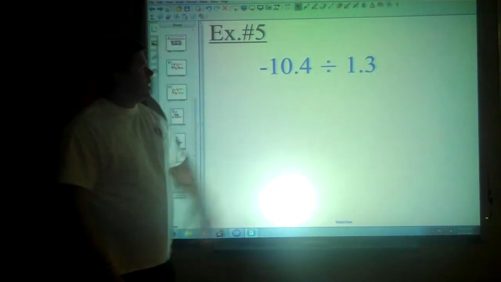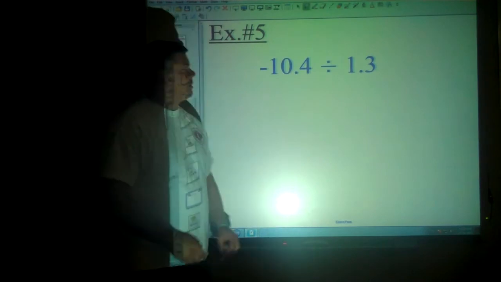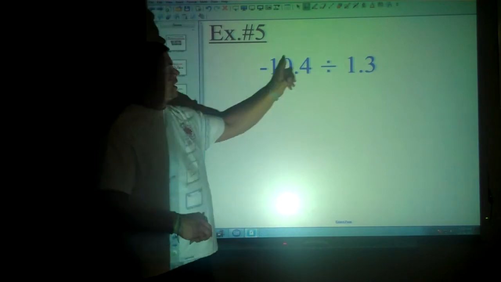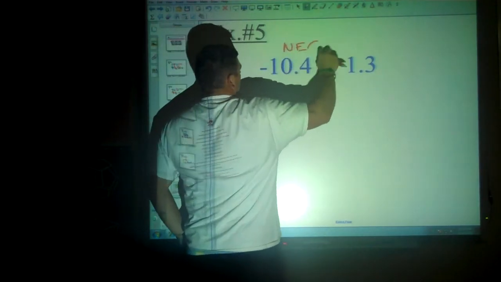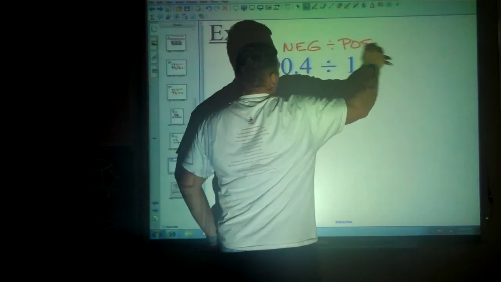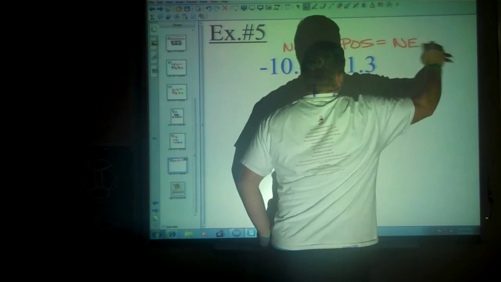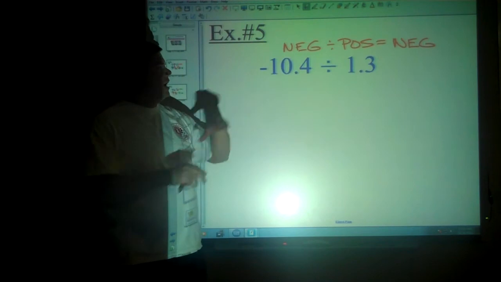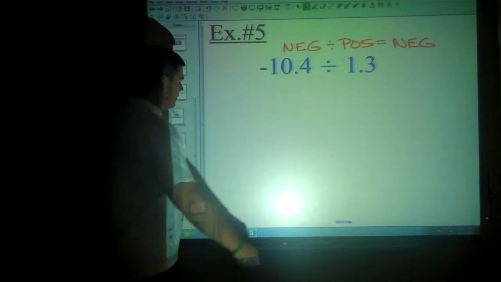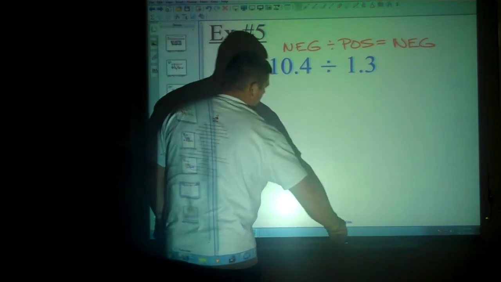And lastly, negative 10.4 is being divided by 1.3. This is still a negative divided by a positive. So a negative divided by a positive is going to equal a negative. So we already know we better get a negative answer. Since I know the signs are going to be a negative, I'm not really going to worry about the signs right now.